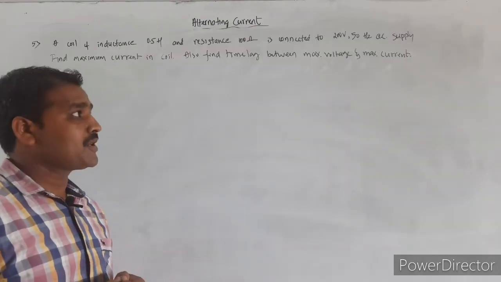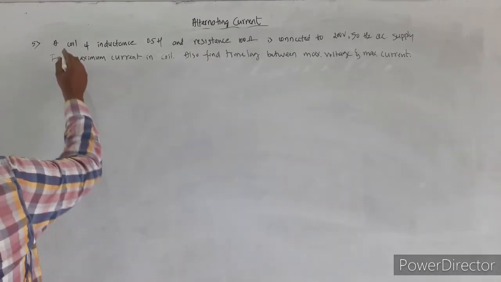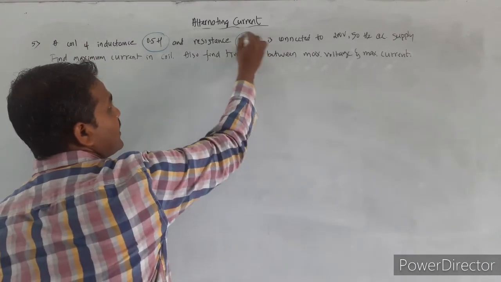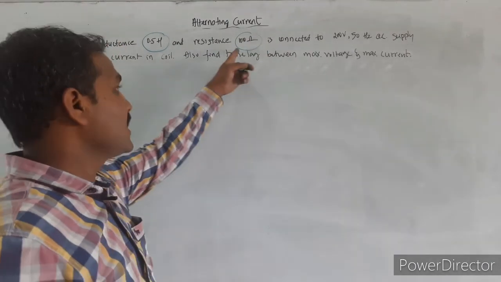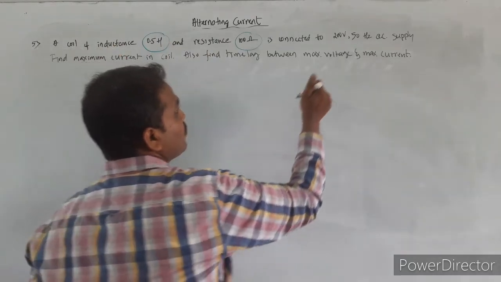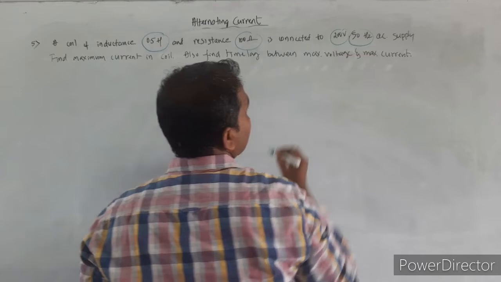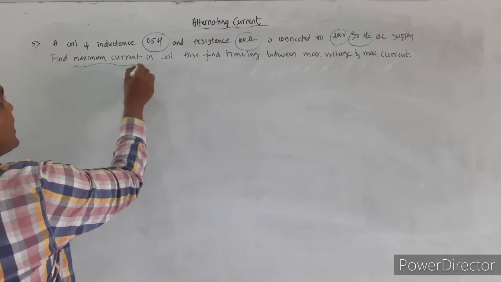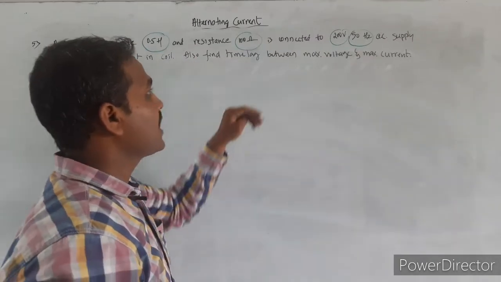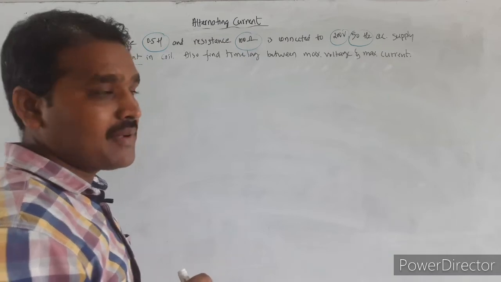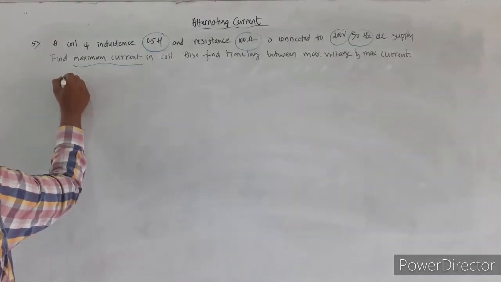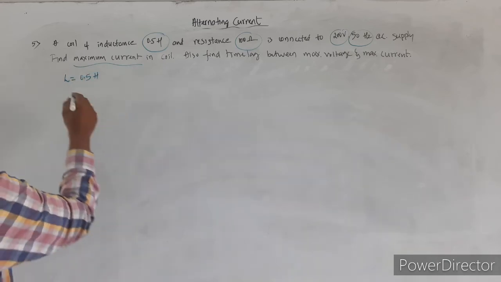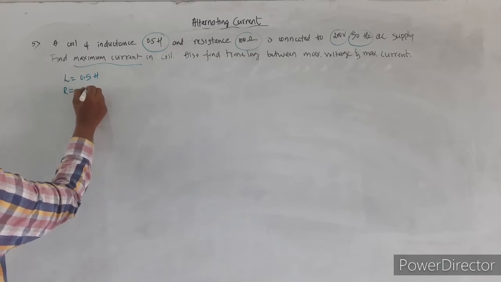Okay, look at the next problem given here. It is given that a coil of inductance of 0.5 Henry and a resistance of 100 ohm. Okay, it is having the inductance as well as the resistance. It is connected to a 200 volt and 50 hertz AC supply. Yes, and we are asked to find the maximum current in the coil and also the time lag between maximum voltage and maximum current. Okay, first we shall write down the data given. L is equal to 0.5 Henry. Okay, it is also having the resistance that is equal to 100 ohm.